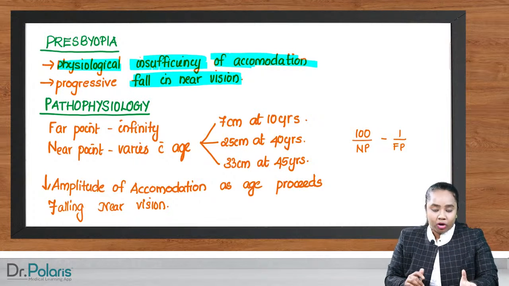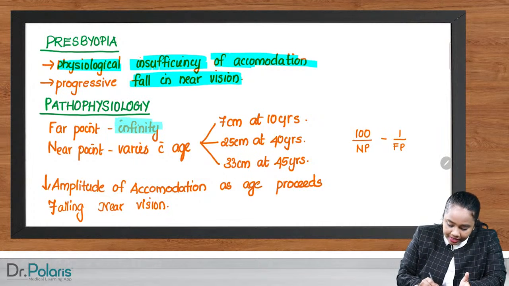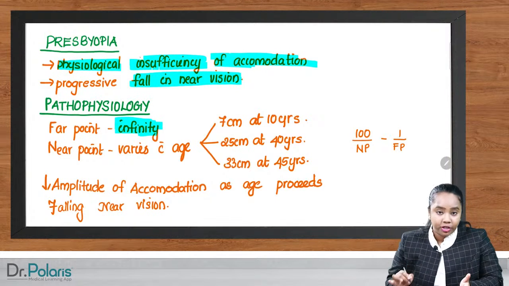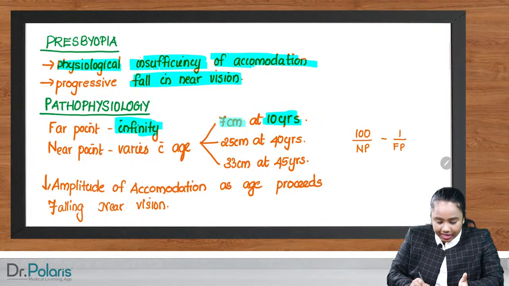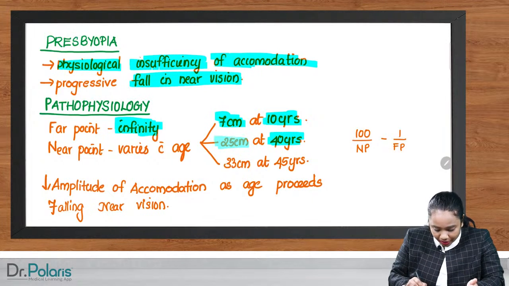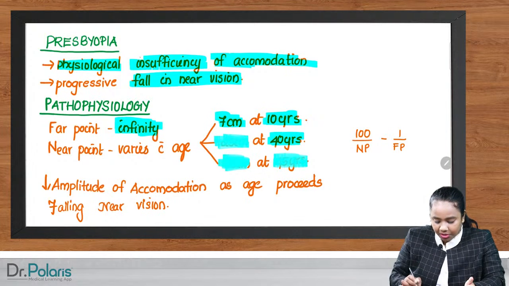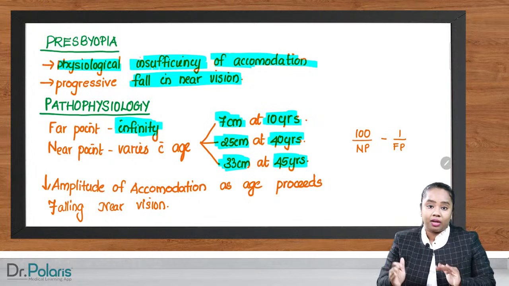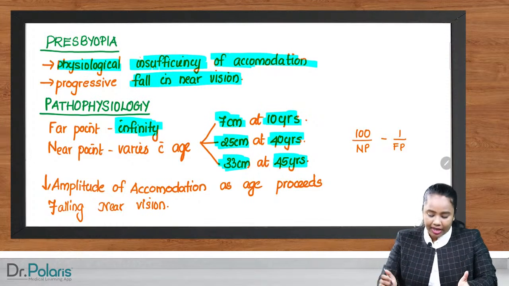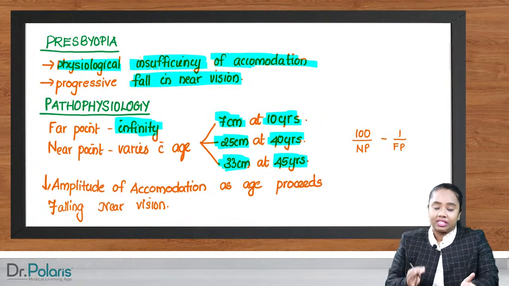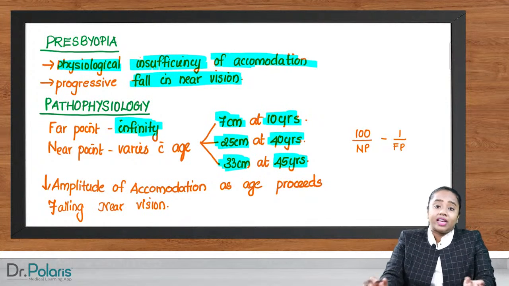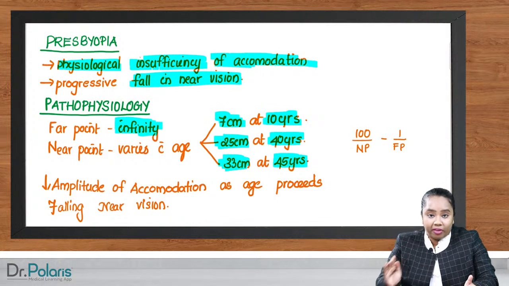We all know the far point is infinity. So that is understood. Now near point, I already told you, it varies with age. At 10 years, it's usually 7 centimeters. From 10 to 40 years of age, it is usually 25 centimeters, and 45 and above, it is usually 33 centimeters. So that is an approximate value of the near point according to the age. Now, there is a value called by the name amplitude of accommodation.